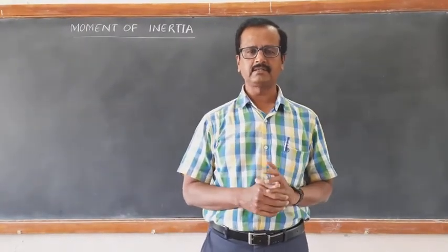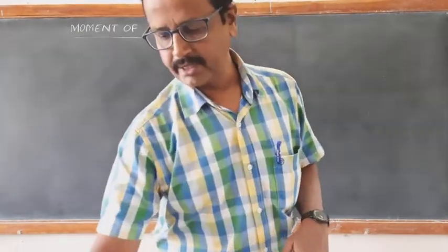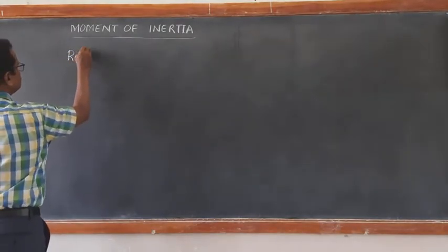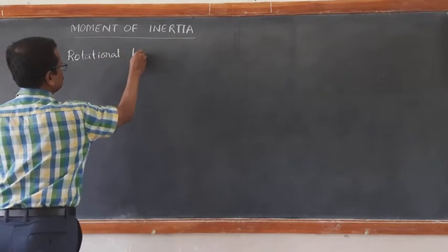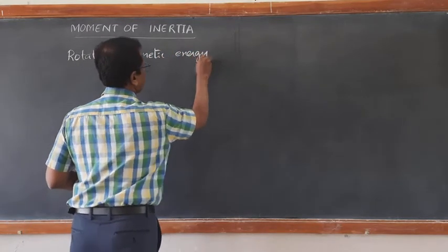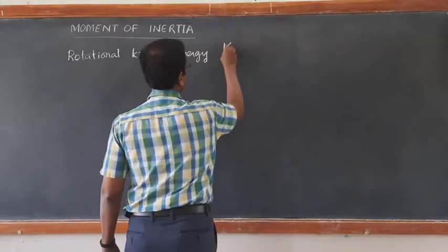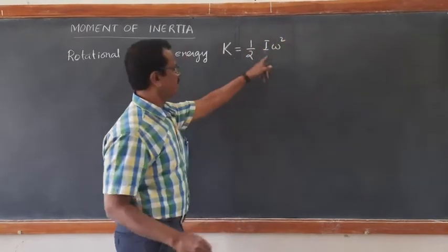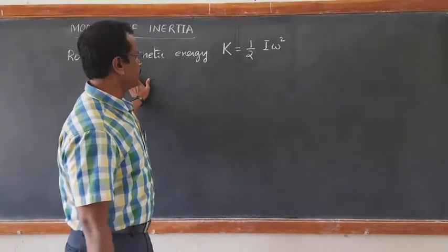Yesterday we discussed rotational kinetic energy of a body undergoing rotational motion, and we got the equation. If you remember, rotational kinetic energy, what we got yesterday, is given by half I omega square. This I we are terming as moment of inertia. This is the rotational kinetic energy.